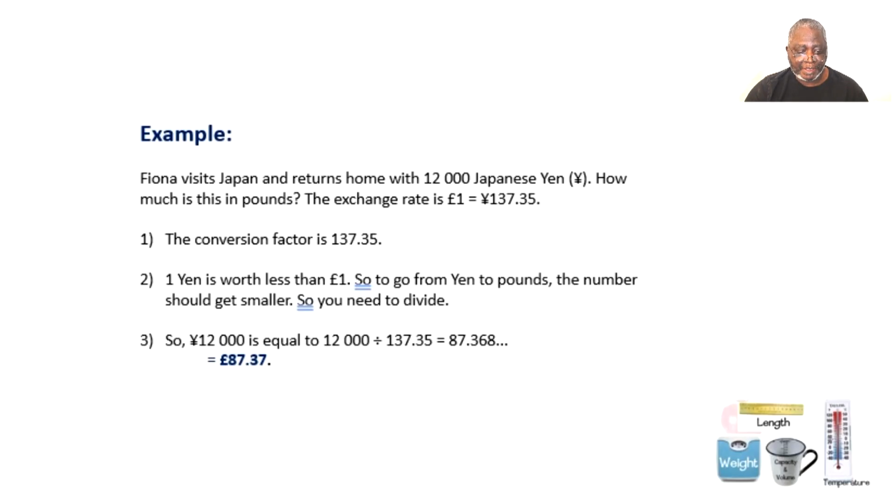So 1 yen is worth less than a pound. So to go from yen to pound, the number should be smaller, so you need to divide. You divide 12,000 yen by 137.35, which is equal to 87 pounds 36.8 pence. You need to round that up, so you'll have 87 pounds 37p.